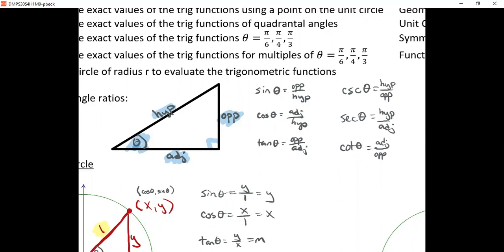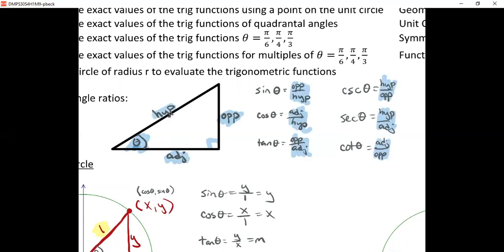For any three sides of a triangle, we can write the ratio of two of those sides in 6 different ways. So I have opposite over hypotenuse. I can do its reciprocal, hypotenuse over opposite, adjacent over hypotenuse, hypotenuse over adjacent, opposite over adjacent, and adjacent over opposite. There are only 6 different ways that we can write the ratio of two of these sides. Now, each one of these ratios, we give a certain name.